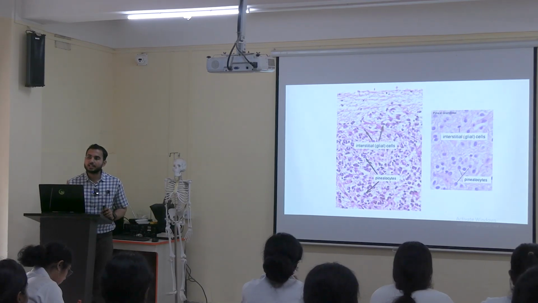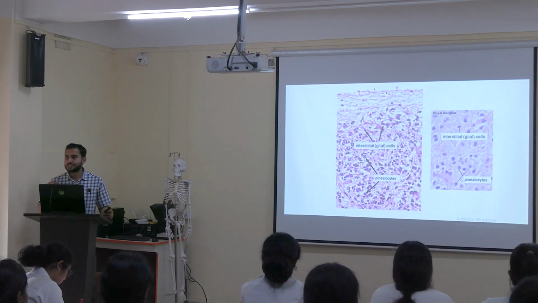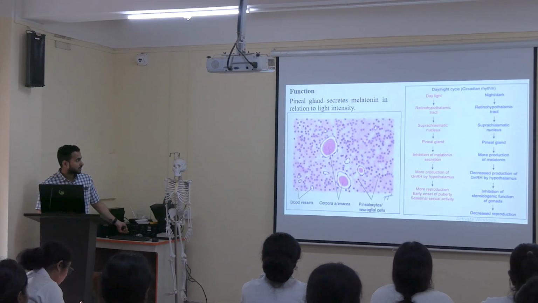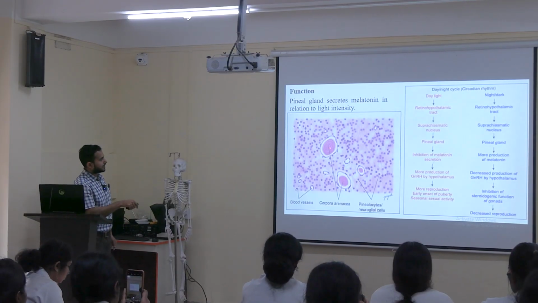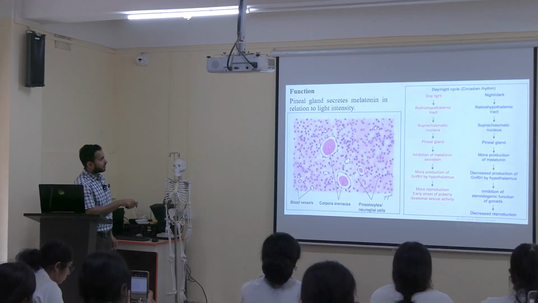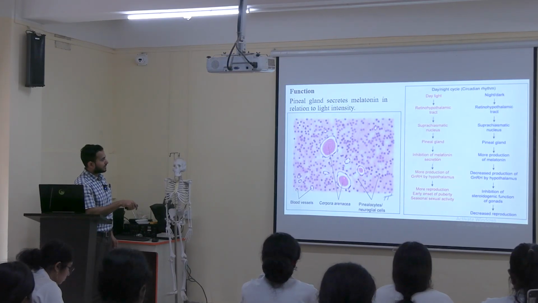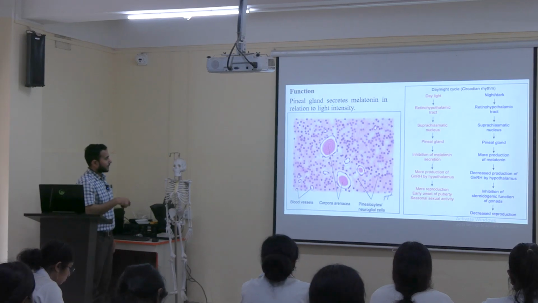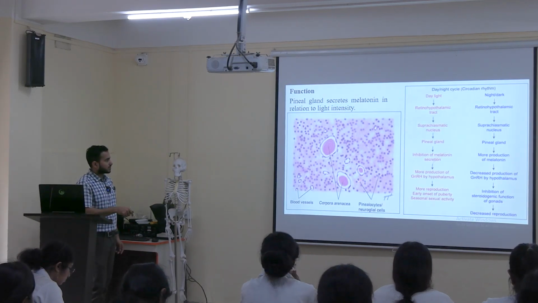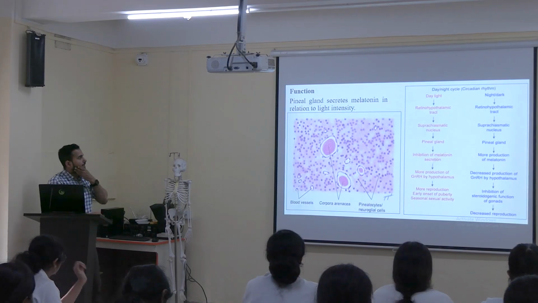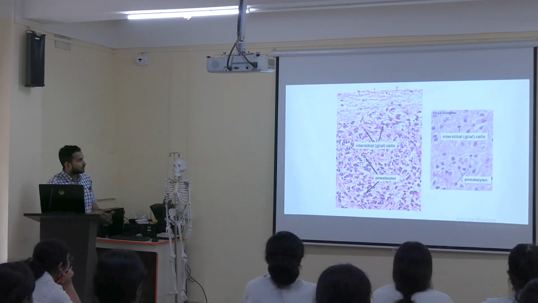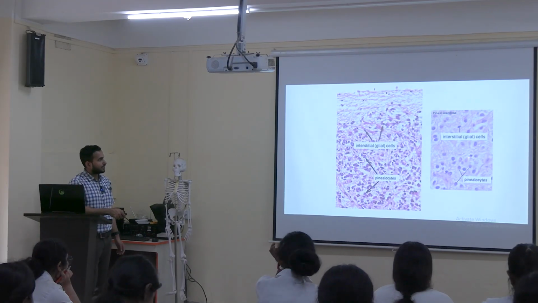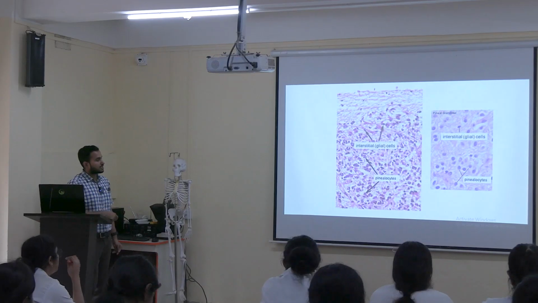Now this corpora arenacea which is present, as I said, has a lamellated structure. So this is the schematic diagram. In this schematic diagram you can see these lamellated structures, where corpora arenacea has this appearance, and here you can see pinealocytes. Actually, this schematic diagram is not that perfect. That's why I have added this particular image, and in this image you can identify the pinealocytes and the interstitial cells easily.